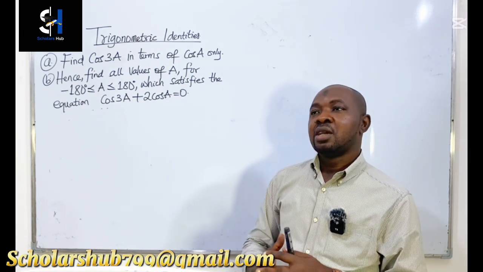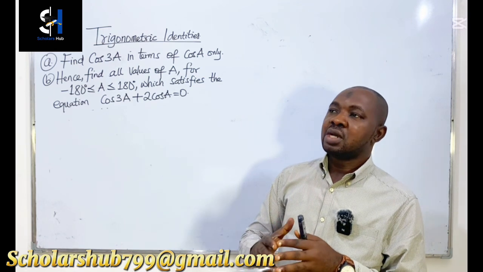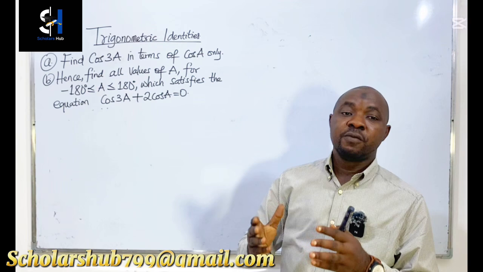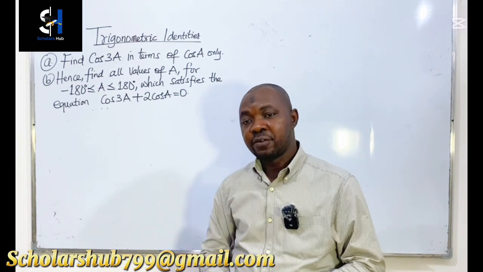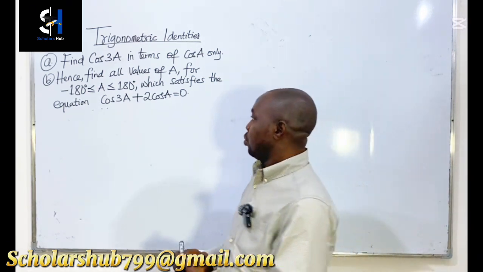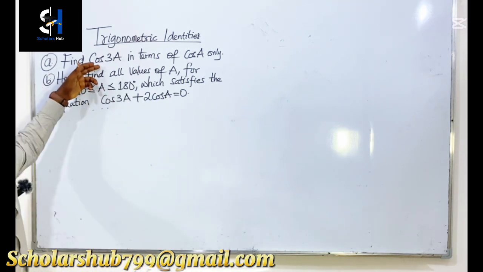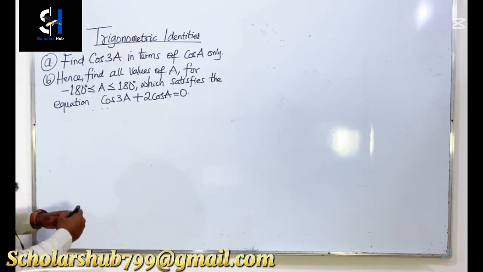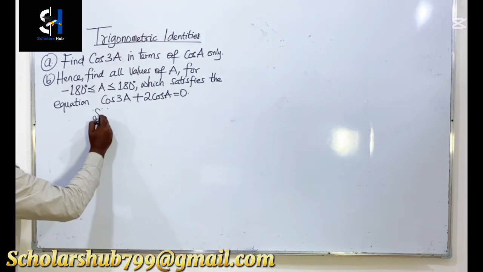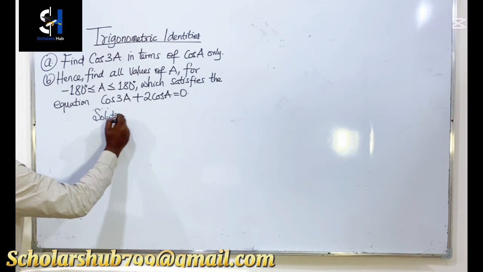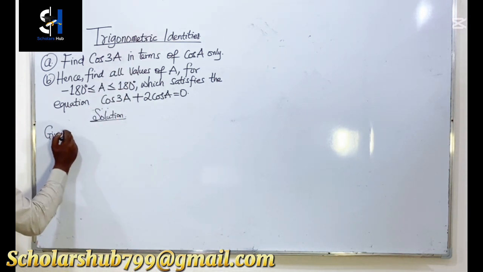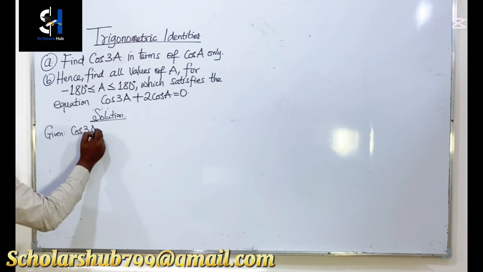But let's see why cos 3A equals 4 cos cubed A minus 3 cos A. Let's prove that, okay? Because we are asked to find cos 3A in terms of cos A, and then solve for the value of A. So the first thing we need to do is write what we are given. We are given cos 3A.